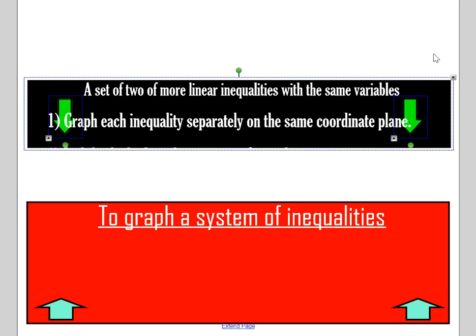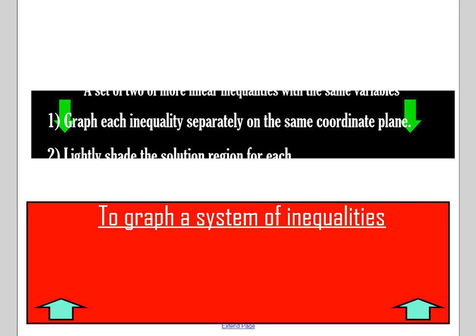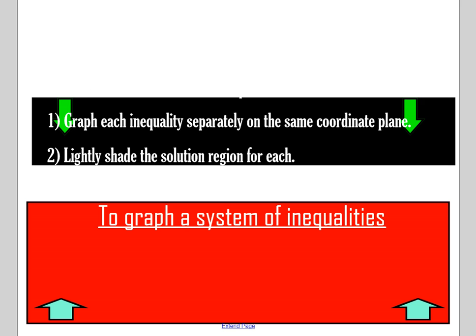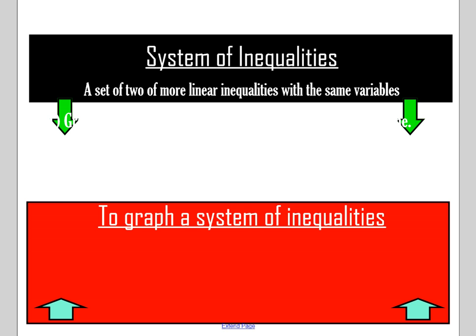A system of inequalities is a set of two or more linear inequalities with the same variables.